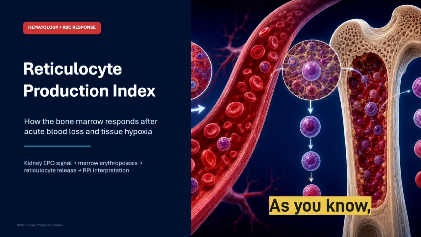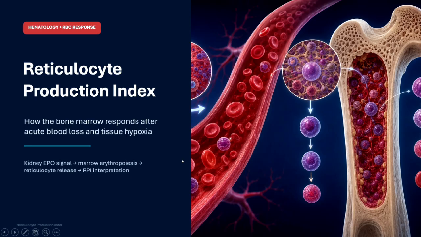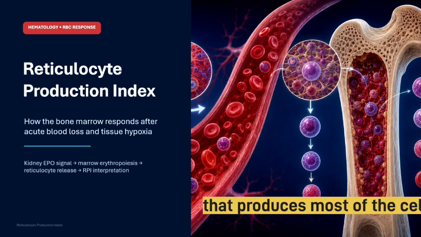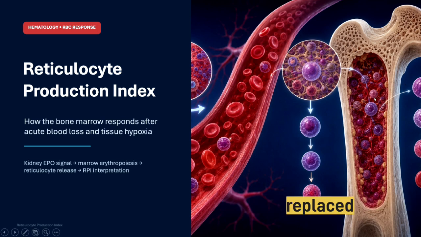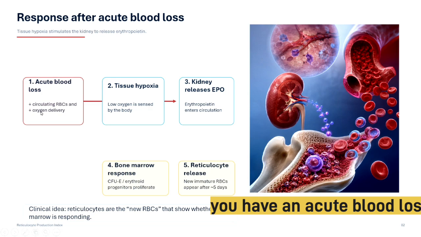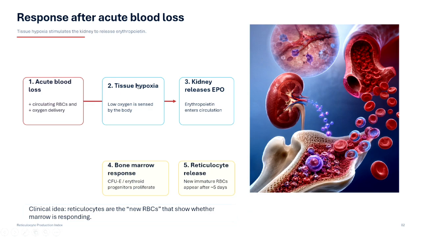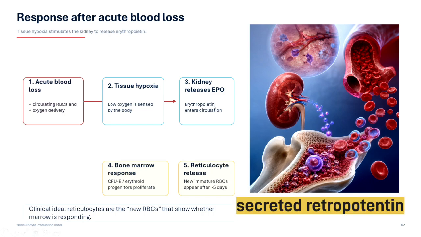As you know, in adult patients, the marrow space that produces most of the cells is replaced from long bones to flat bones, as you see here. Imagine that you have an acute blood loss for any reason, and tissue hypoxia will occur. Then the kidney secretes erythropoietin.